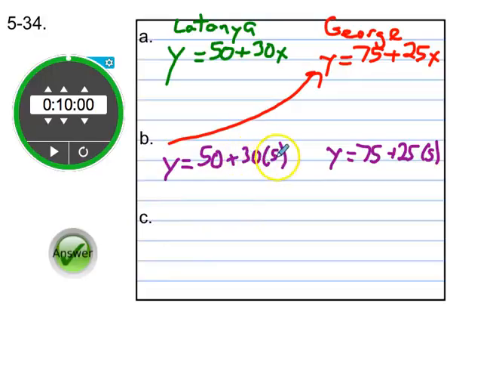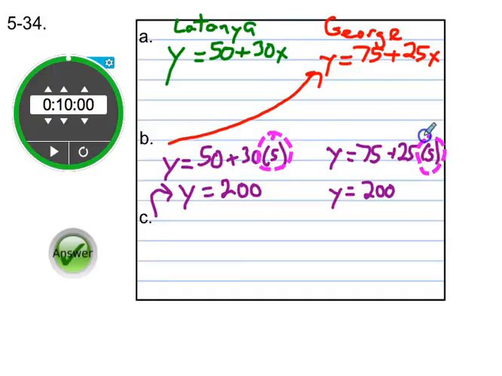So let's go ahead and do this. What's 30 times 5? It's 150 plus 50 is what? 200. Okay, so we should get the same answer if this is confirmed. What's 25 times 5? 125. 125 plus 75 is 200. So this is our solution for C. This shows us that 5 is indeed the answer to our problem. So this right here is indeed our answer.